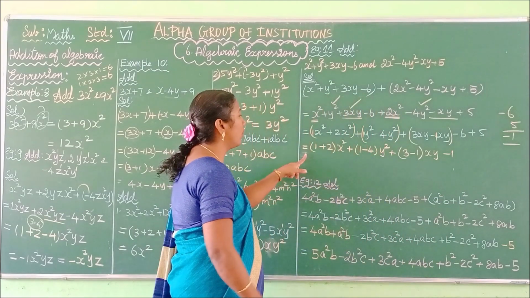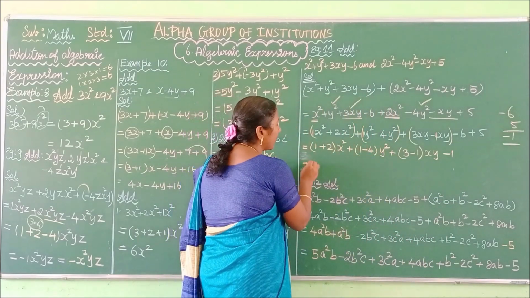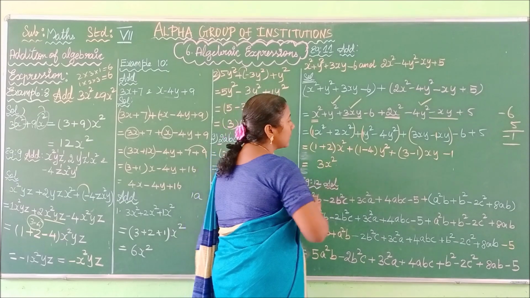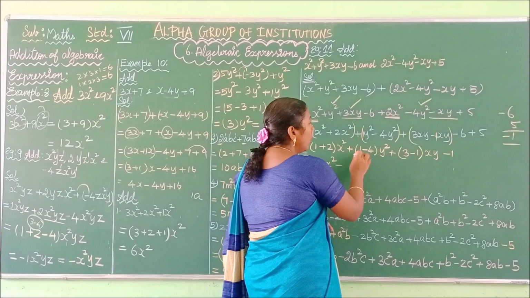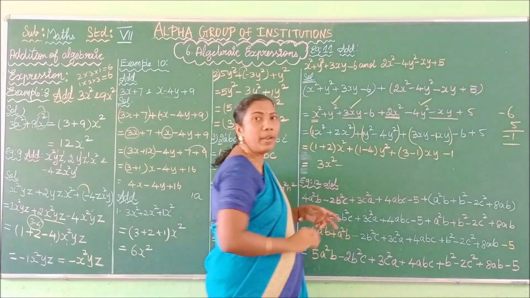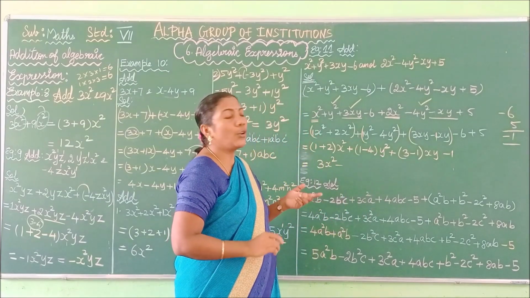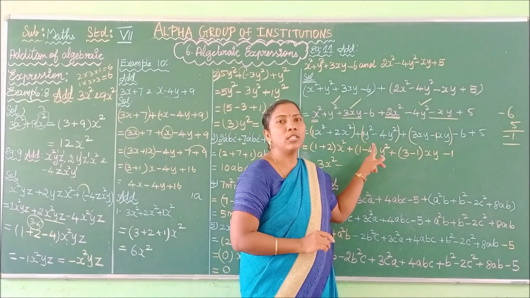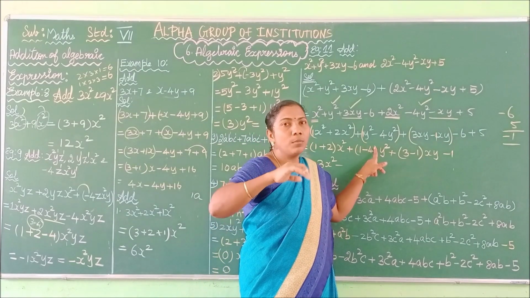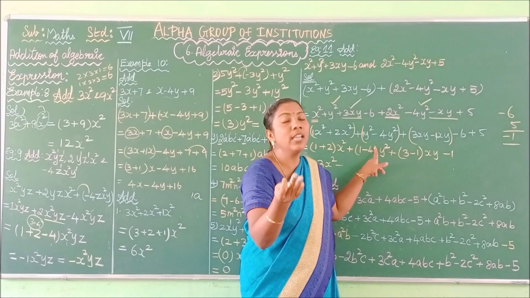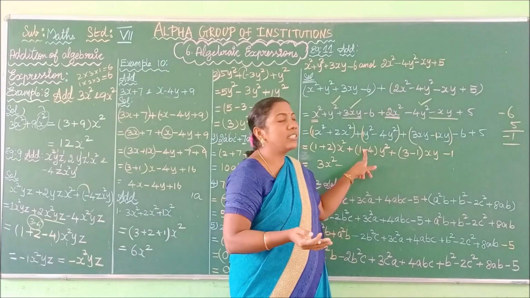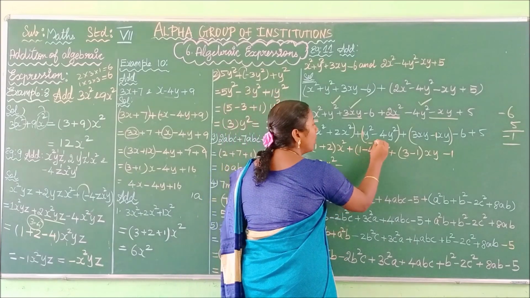Next we have to write the answer. See here, 1 plus 2, 3x square plus, see here, 1 minus 4. 1 minus 4 means what is your answer? You have to subtract the smaller number from the larger number, and you take the sign of the larger number. So your answer is minus 3. So within the bracket you have minus 3.